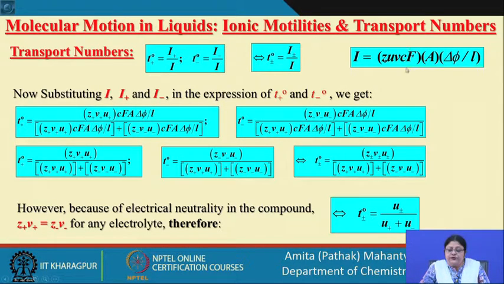Okay. Now, the expression of current is what we have written down here. Now, to find out the fraction of the transport number under limiting condition, we substitute the values of I plus and I minus. So, you see the I plus, we are going to apply using the expression of I we have derived before.